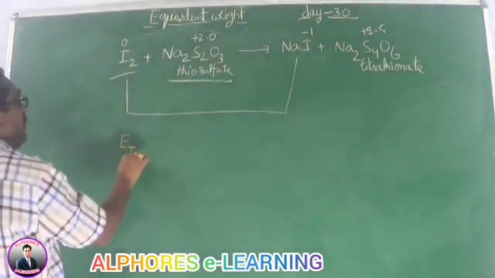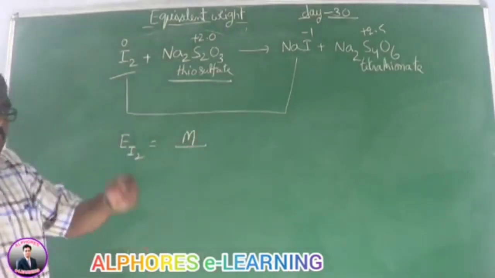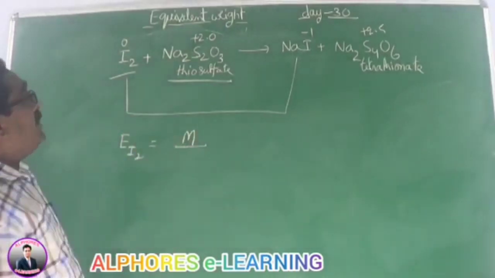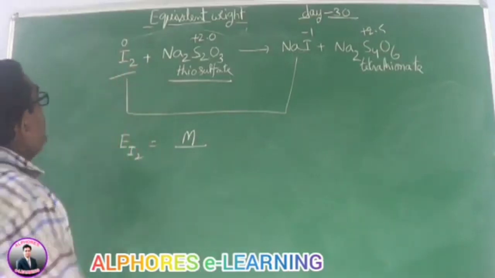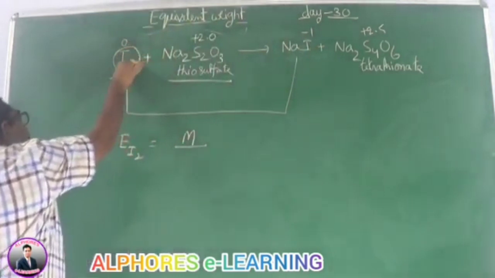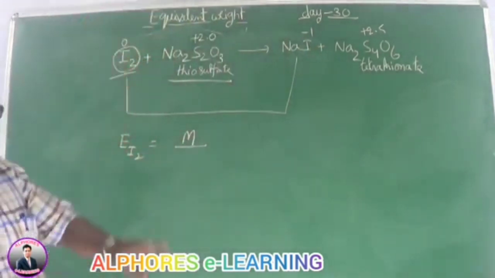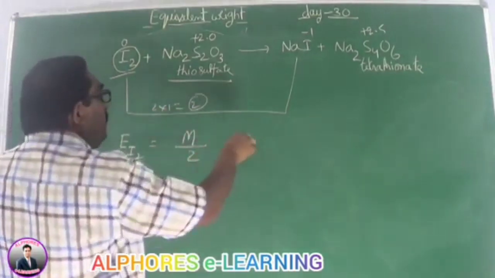Equivalent mass of iodine is the formula mass, the molar mass, usually represented by M, divided by the n factor. What is the n factor for iodine here? If you observe, 0 to -1, and the molecular formula of iodine contains 2 iodine atoms, so the total change you should consider is 2.